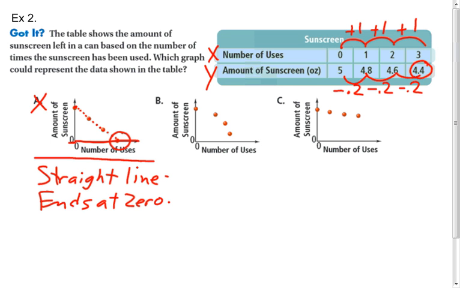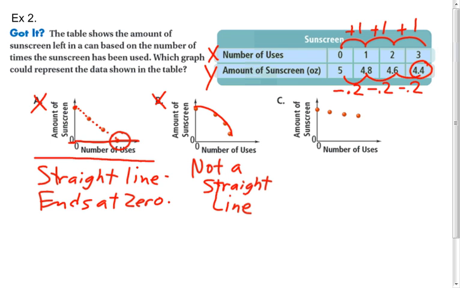If we look at B, see how these dots make a curve? A curve means that your x's and y's aren't doing the same thing all the way across. Our y values are doing the same thing. Subtract 0.2 each time. So it can't be letter B because it's not a straight line. And for this problem, we would need it to be a straight line. So hopefully letter C works.